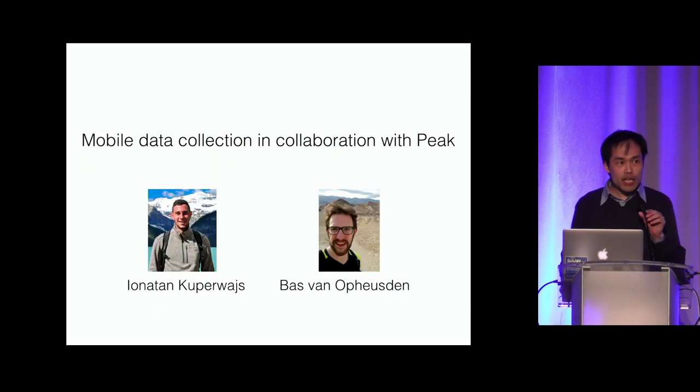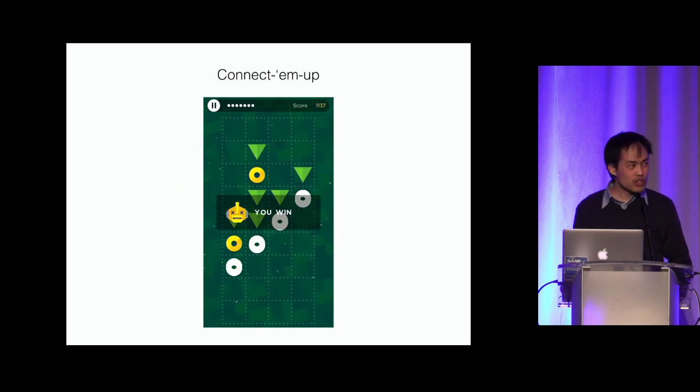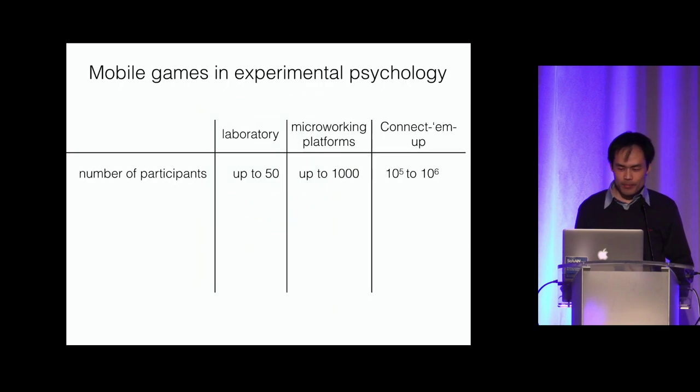So Sam talked about mobile data collection, so I'm happily building on that theme. We also took this game to a mobile game platform developed by a company called Peak in the UK. We sent them our task specification and the AI opponents, and they developed it into an actual game, and they sent us anonymous data. So no money changes hands in this interaction. This is what it looks like. If you have an iPhone, you can actually download this and play it. It looks very different. It looks more fun, and there are scores, and sounds, and lights, but it's the same game.